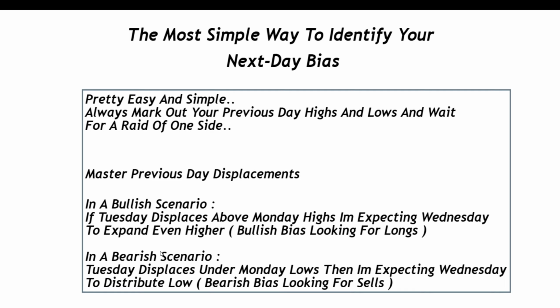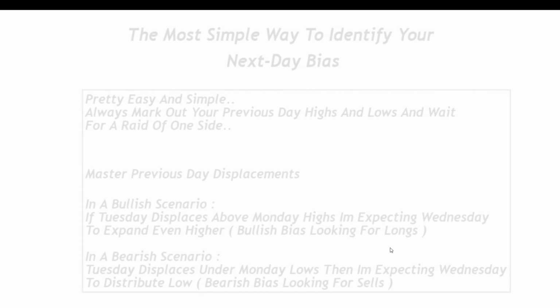In a bear scenario, Tuesday displaces under Monday lows. What do we mean by displaces? I want to see an actual candle closure. I want to see a daily candle close under Monday lows. Then I'm expecting Wednesday to distribute even lower. Bearish bias means me looking for sells.